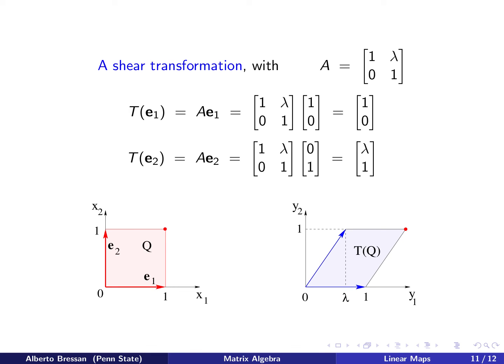So geometrically, what does that mean? Well, this E1 here is mapped to E1, it's the same. But the E2 here is mapped to lambda, 1. This is the vector, which is shifted a little bit in the y1 direction by lambda. And then this unit square in the x1, x2 plane is being transformed into this shape, which we call a shear transformation.